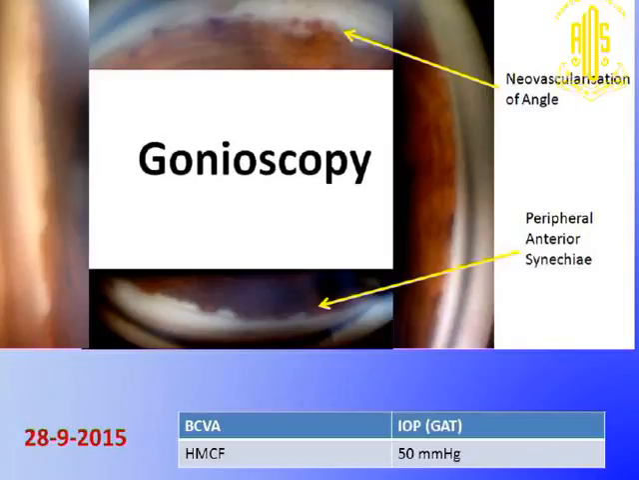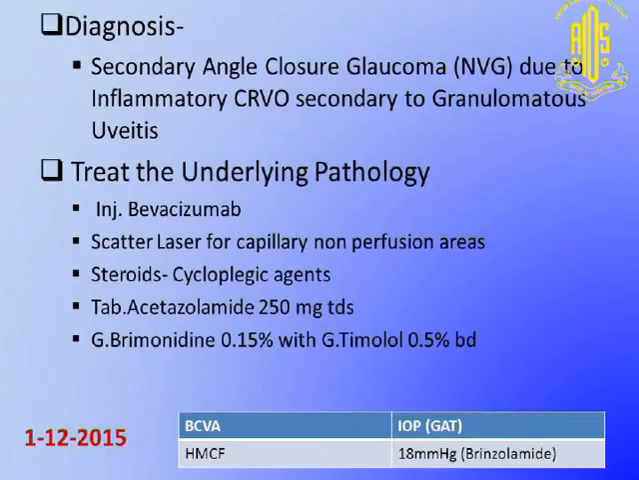So basically, we treat this eye again with the ocular and systemic antihypertensives, to reduce the pressure, and also to treat the underlying pathology, because here the pathology is in the posterior segment. So she needed an injection of Avastin, scatter laser, steroid, and of course the systemic as well as topical antihypertensives, which controlled her pressure. And this is the follow-up picture.